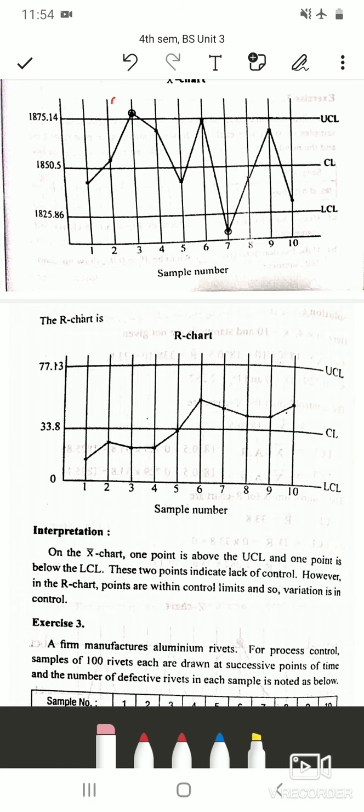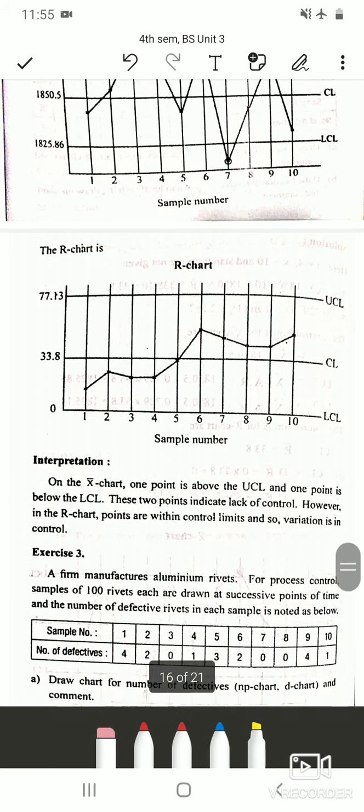Then for the X bar chart, draw the x-axis, y-axis, take points accordingly and mark sample values. For the R chart, draw the control limits and mark all the sample range values. For the R chart, don't mark sample mean values. Here don't mark X bar, it will be wrong. So take the scale accordingly, write the title and write the interpretation.